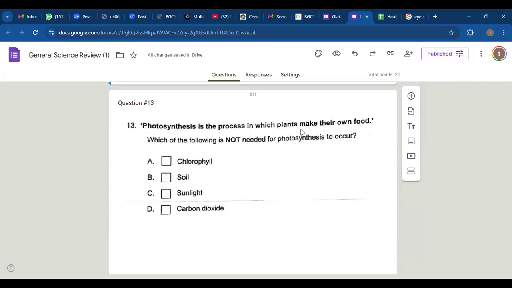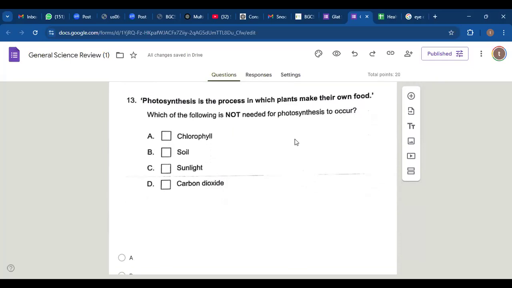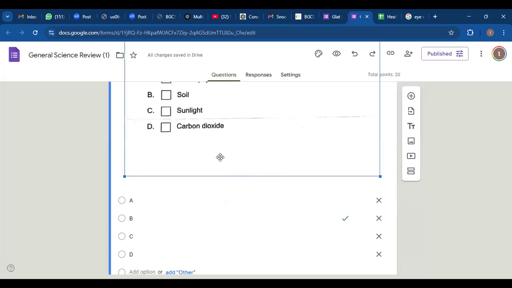Photosynthesis is the process in which plants make their own food. Which of the following is not needed for photosynthesis? Soil, sunlight, carbon dioxide, or chlorophyll? Soil. You don't need soil for photosynthesis. You need chlorophyll. That's the green pigment. Joel, you said soil? Yes, sir. That is absolutely correct.